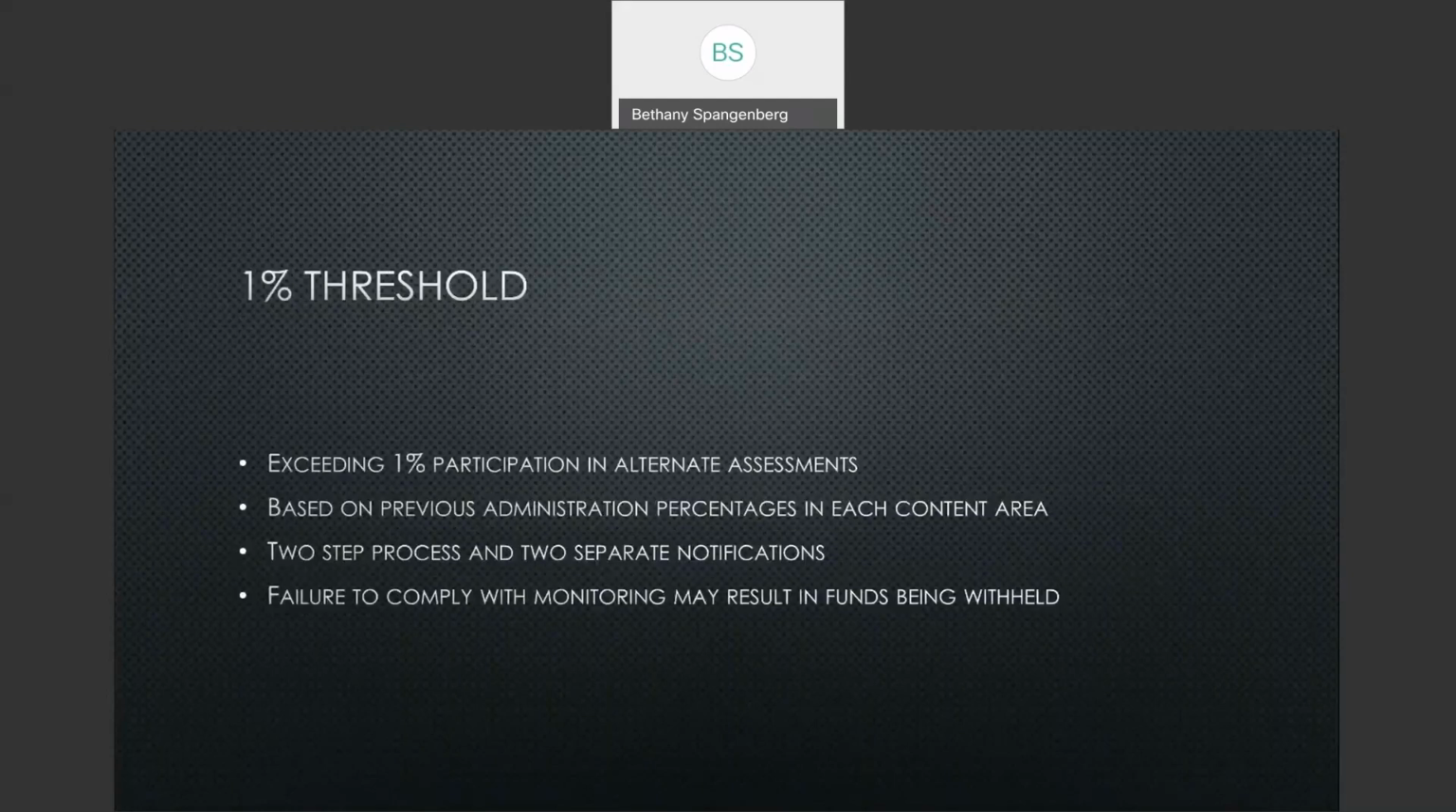The next activities for AATCs address the 1% threshold. Over 160 LEAs exceeded the 1% threshold for participation in alternate assessments in 2018. We are finishing the calculations for the 2019 administration. LEAs that exceed 1% participation in alternate assessments will need to go through a monitoring process as required by federal law. Calculations are based on the previous test administration. Percentages are calculated separately for ELA, mathematics, and science, and include all students who took a state assessment.